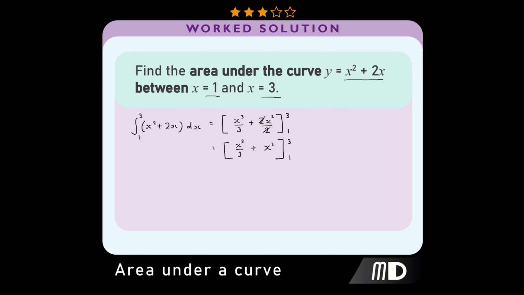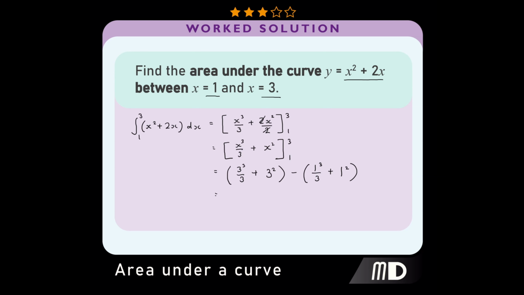Next, we need to substitute the limits in for the variable x, subtracting the upper and lower limits. Substituting the upper limit, 3, gives us 3 cubed divided by 3 plus 3 squared, minus the lower limit, 1, which gives us 1 cubed divided by 3 plus 1 squared.